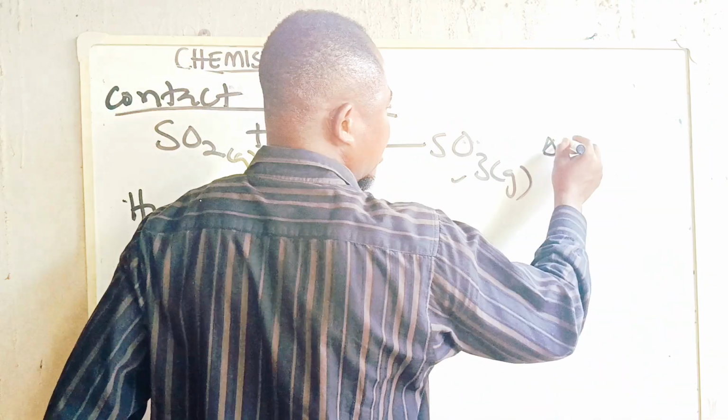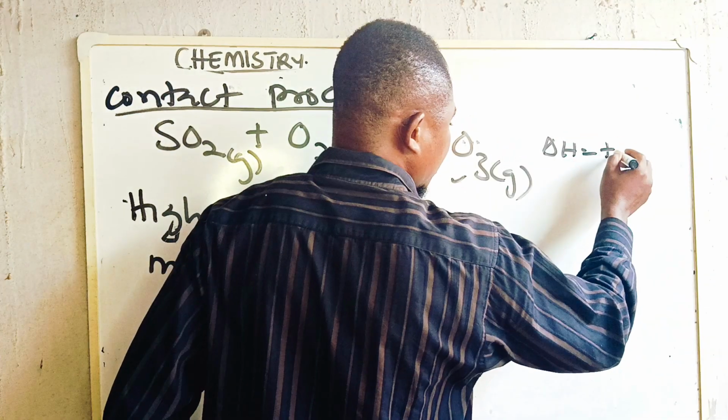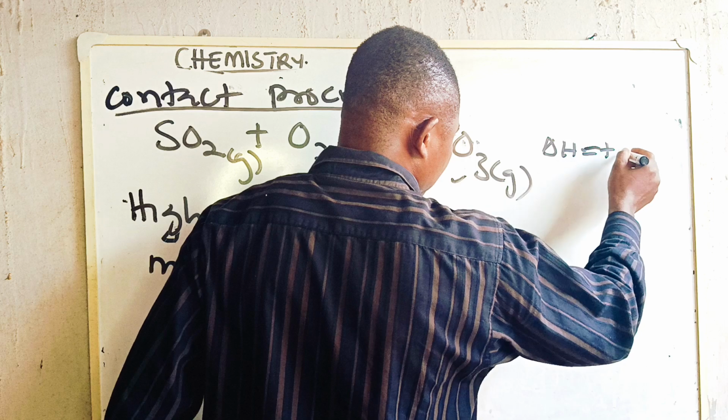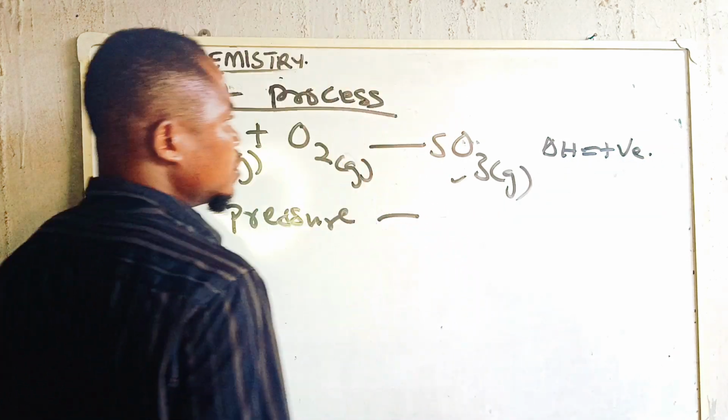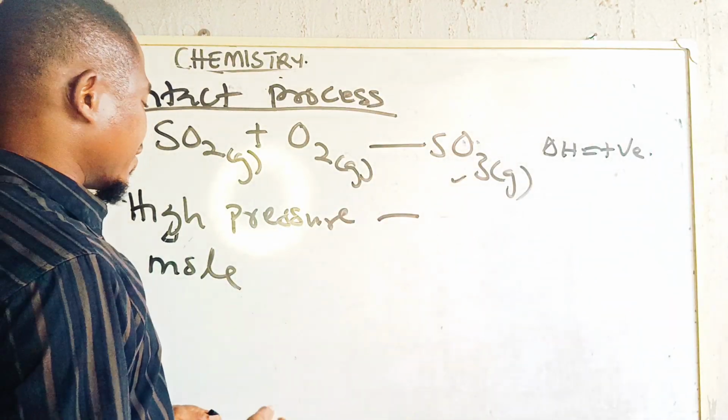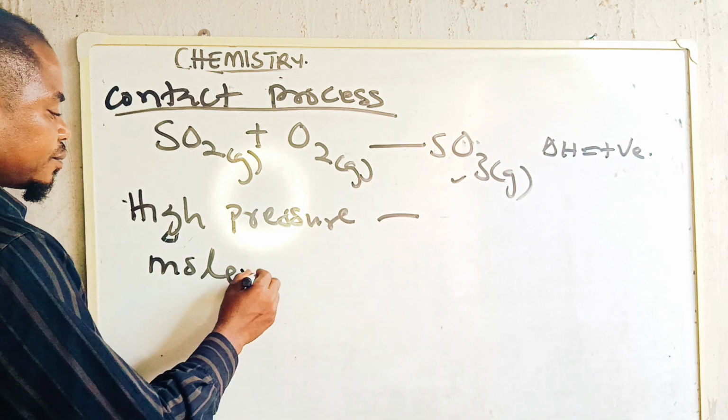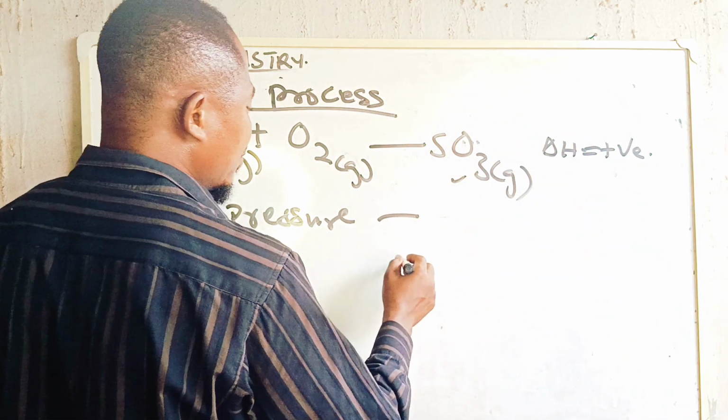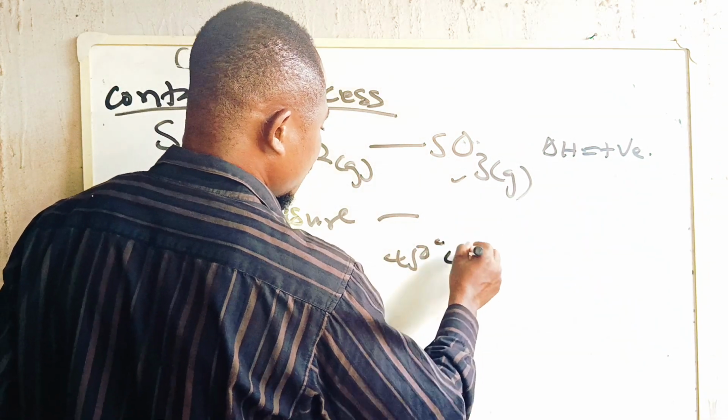Two, they use moderate temperature. Here delta H is positive. I've forgotten the value. So it is an endothermic reaction. So they use moderate temperature, and this moderate temperature is around 450 degrees Celsius too.